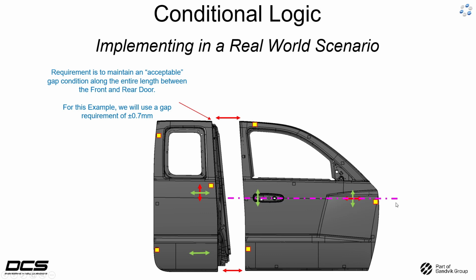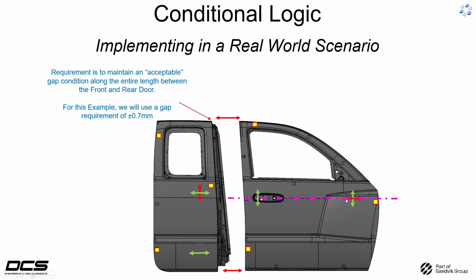Now, I put this pink line here to show why the conditional logic can help us and why an adjustment is necessary sometimes. So as you can see, the gap condition here is in the X direction. And that four-way for the front door, which is our only X control for the assembly, is kind of in the middle and towards the front.